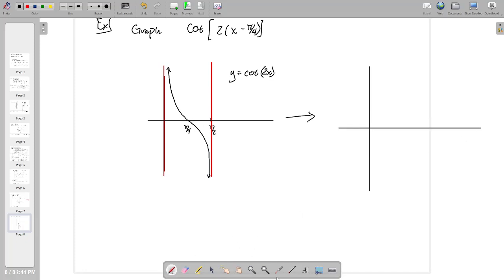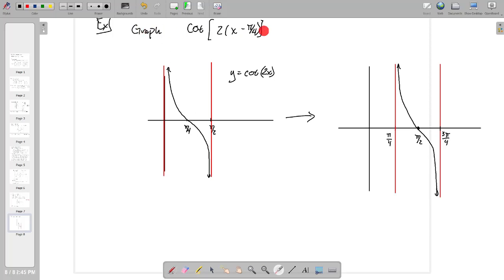to our new graph. All of our vertical asymptotes will shift by pi over 4 units as well. So we get one here at pi over 4, and we get one at 3 pi over 4. So this vertical asymptote shifted to the pi over 4. That's this one. This one shifted pi over 4 to the right, which becomes 3 pi over 4. But then all these points will just fall exactly how they were before. We end up with this graph here, just like this.